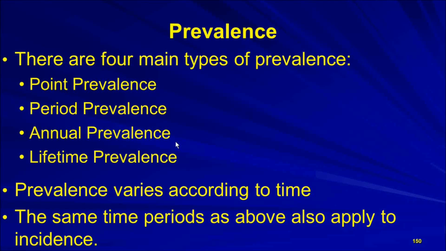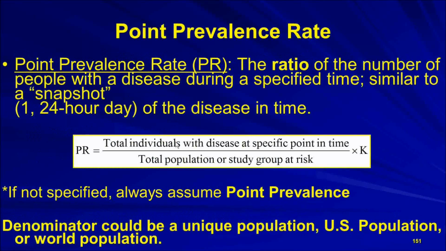Now remember, if it's not specified with prevalence, what kind of prevalence is it? It is point prevalence. If incidence is not specified, what kind of incidence is it? It's annual incidence. Okay, so you want to be aware of that, and be certain you know the differences of the time period that goes with each one of those terms if not specified. Okay, now let's look at this.